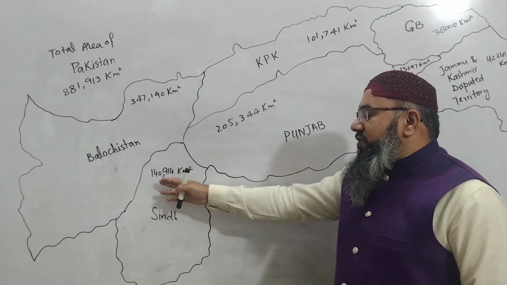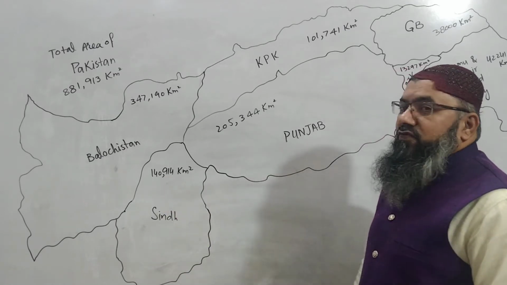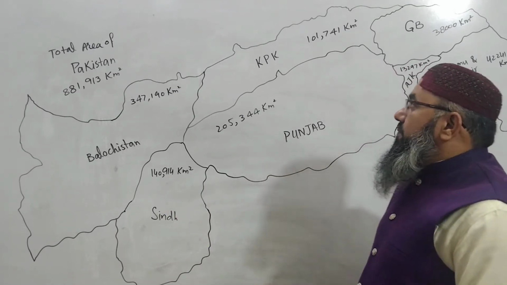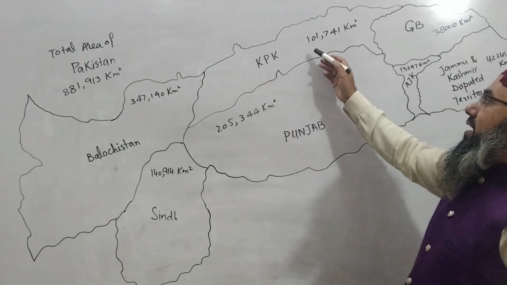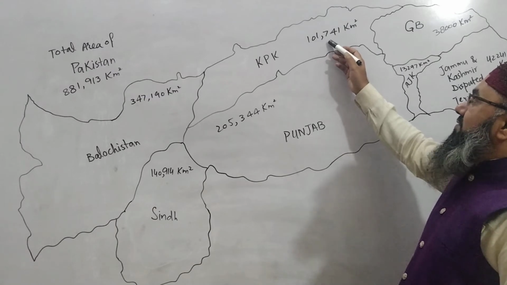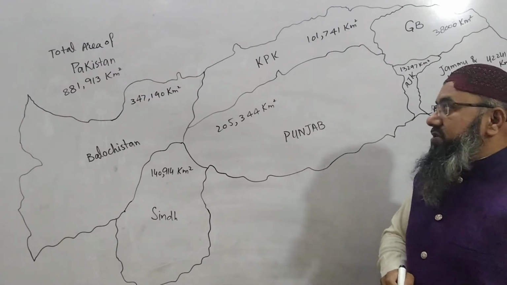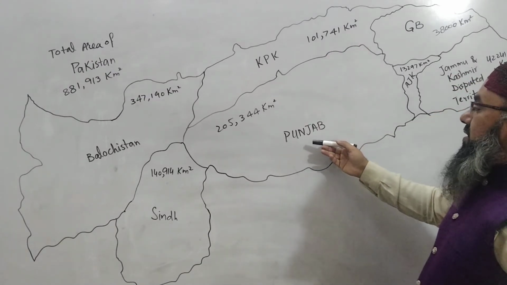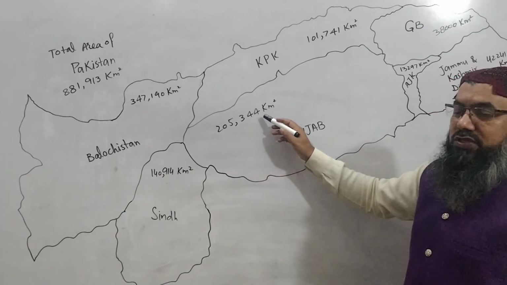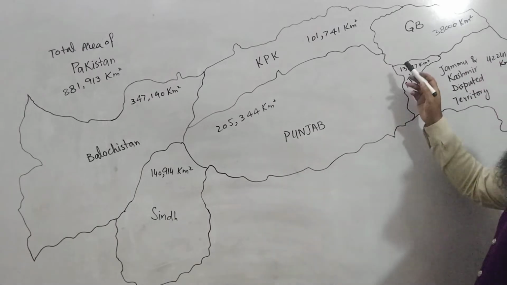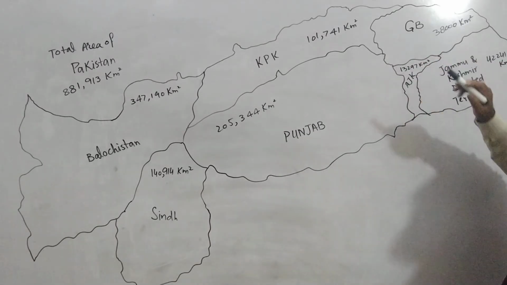Its total area is 1,40,914 square kilometers. Then comes KPK, Khyber Pakhtunkhwa. Its total area is 1,01,741 square kilometers. Then comes Punjab. Its total area is 2,05,344 square kilometers. The next is GB, Gilgit-Baltistan.